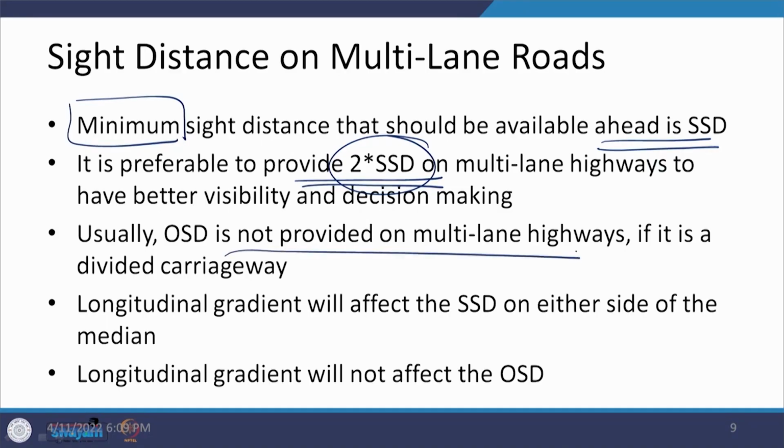OSD is not provided on multi-lane highways when they are divided carriageways. Longitudinal gradient will affect the SSD on either side of the median in the case of a multi-lane road. Again, we did a numerical on that when we discussed SSD, but longitudinal gradient is not going to affect the OSD on multi-lane roads. So, these are a few points which I am reiterating, which have otherwise been discussed in the previous interactions.